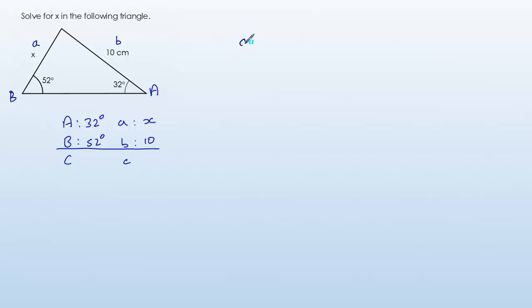So write down a over sine A is equal to b over sine B. We don't need the other bit, c over sine C. Then substitute in what we know. Well, this one is x. Then we have sine of 32 degrees. And then b is 10. And big B is 52. And then you can solve that on your calculator or use the activity.